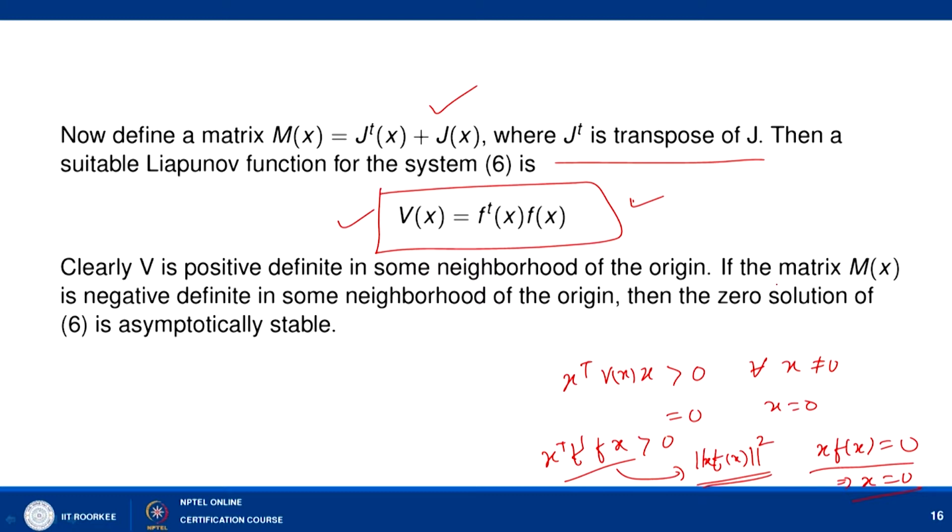Now, if the matrix M of x is negative definite in some neighborhood of the origin, then the 0 solution is asymptotically stable here. So, here we talk about the negative definiteness of a matrix M. Here also we will discuss a little bit how, given a matrix M of x, we say that the matrix is negative definite, positive definite and negative semi definite.